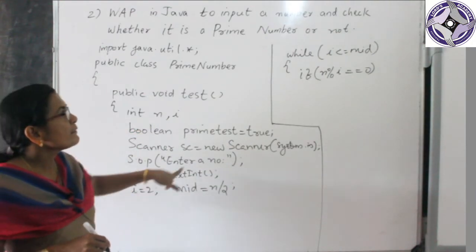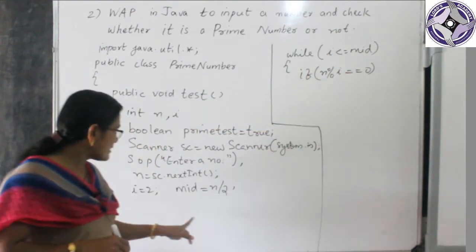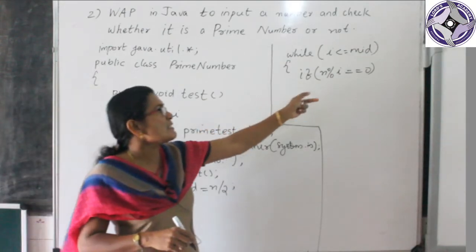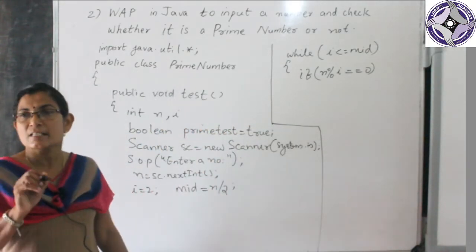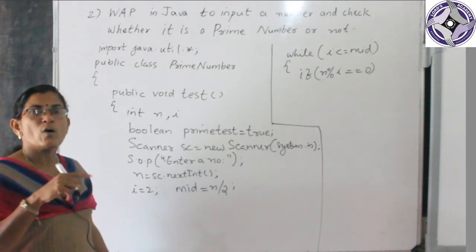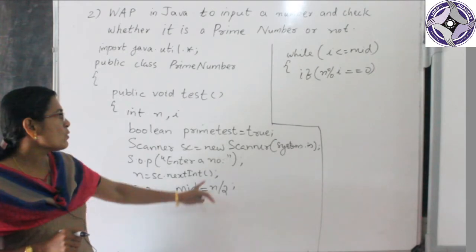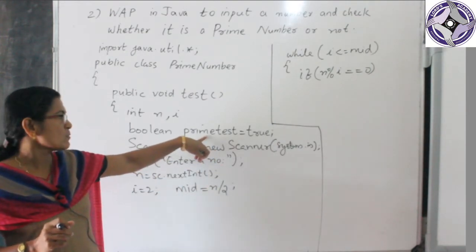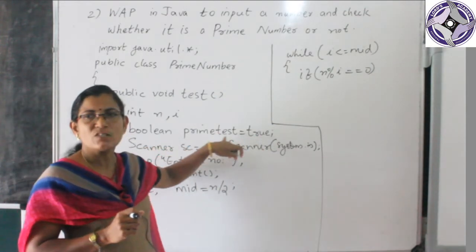if n modulus i equal to 0, the entered number is divided by the value of i, which is initially 2. If n modulus i equal to 0 means i is a factor of the given number. So we found a factor other than 1 and that number itself. So it's not a prime number. So we have to assign prime test as false.